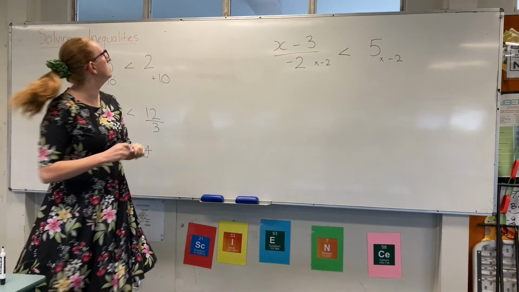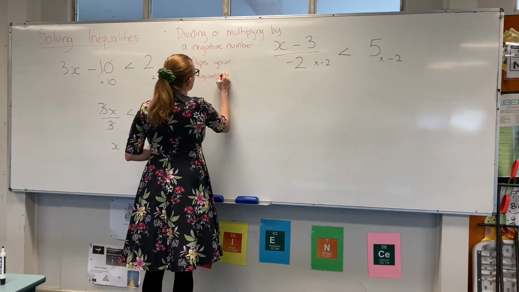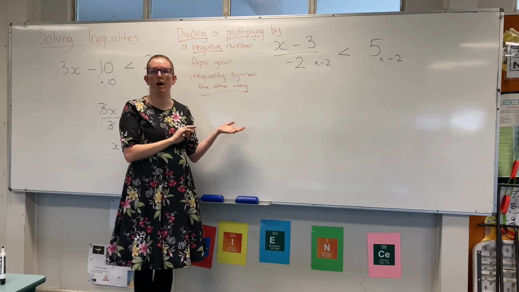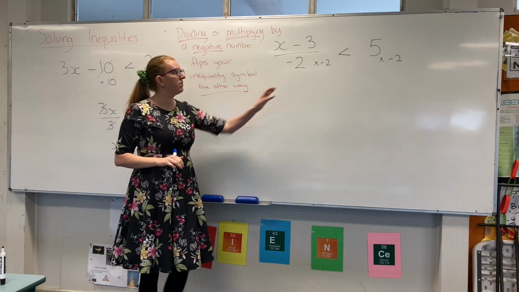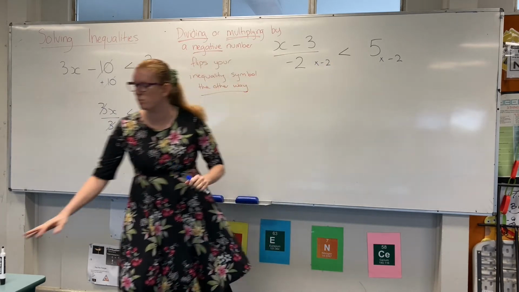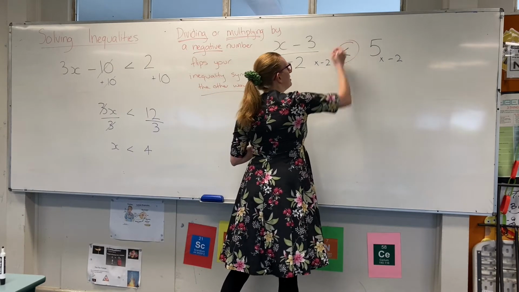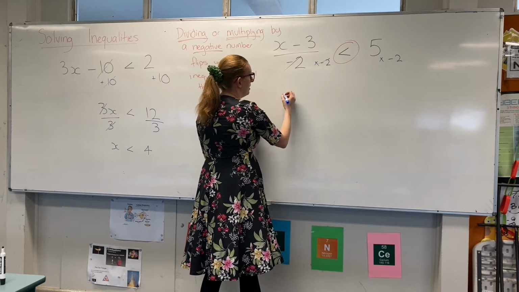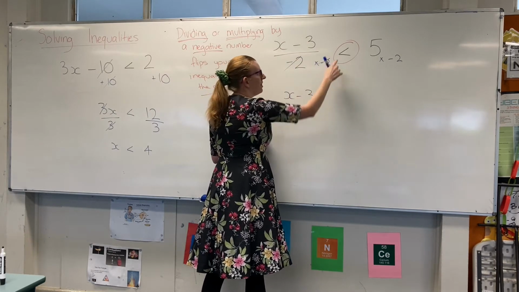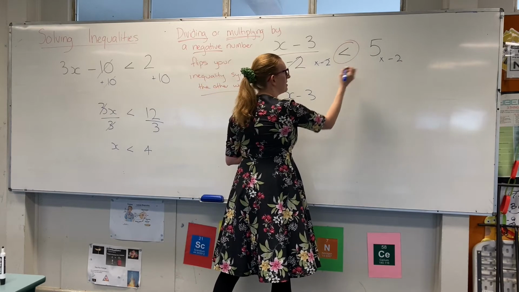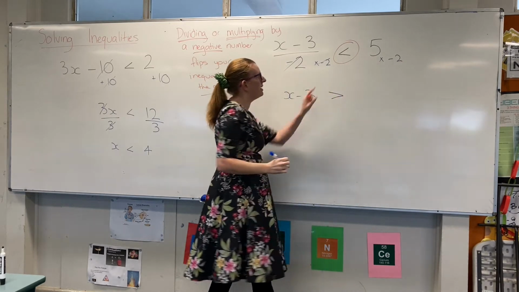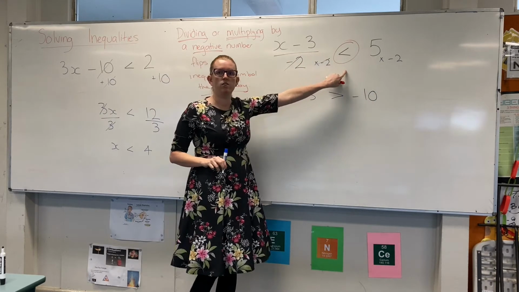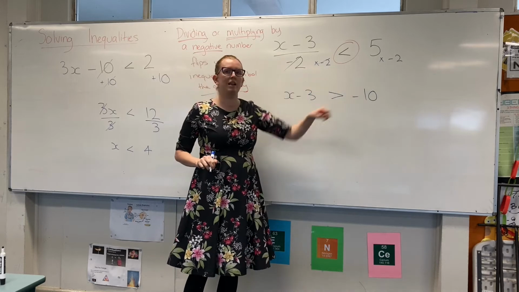So let me write that up here. Okay, so here's our rule. Anytime you divide or multiply by a negative number, it flips your inequality symbol the other way. Okay, so because that's happened, this has to flip the other way. So I'm going to rewrite all of this. They've cancelled out. Now I've got x minus 3. This has to flip. So instead of facing that way, it'll be facing this way. And now 5 times negative 2 gives me negative 10. Cool. See how that has turned into this because I multiplied by a negative number.